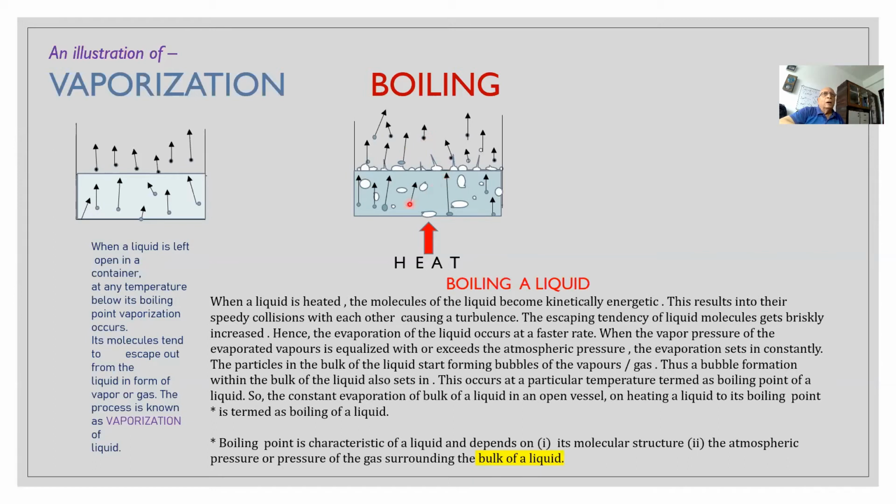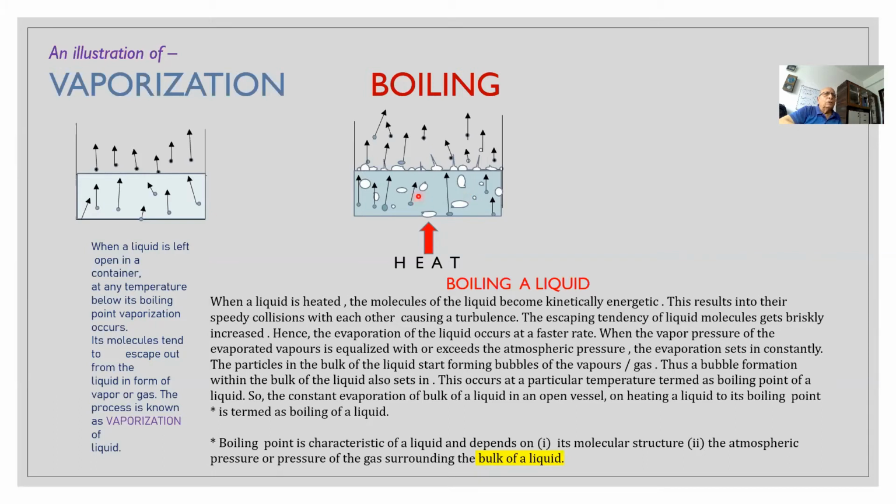So that is boiling. But this occurs faster at a particular temperature, which depends upon the nature of the liquid, the molecular structure of the liquid. Water has a boiling point of 100 degrees Celsius. Alcohol has a boiling point of about 78 degrees Celsius. And similarly, every other liquid has its own boiling point. Acetone has a boiling point of 56 degrees Celsius.